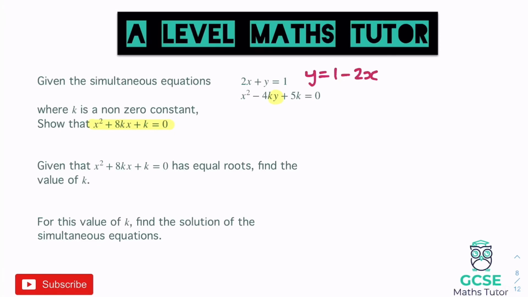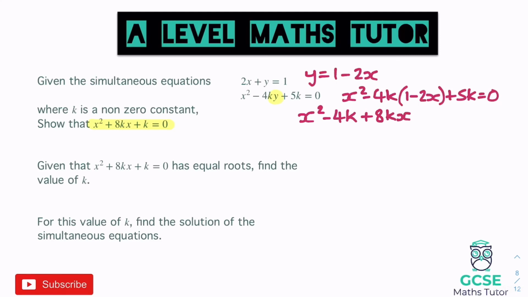So if we sub that in, we have x squared minus 4k lots of y, so 4k lots of 1 minus 2x plus 5k equals 0. So now we just need to go about expanding this bracket. To start with, we've still got the x squared there. We've got minus 4k times 1, which is minus 4k. And we've got negative 4k times the negative 2x, so that's going to make positive 8kx, or xk, however you want to write it there. I'm going to leave it in alphabetical order.